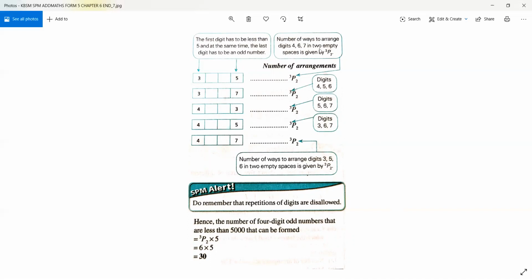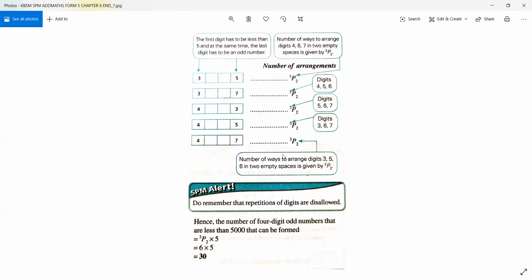So the number of ways to arrange digit 467 into 2 empty space, okay, for the first one, we only have left with 467, right? Since 3 and 5 is put at the first and the last. Now we're left with 467. So the space given only 2. So it means it will be 3p2. In the second one, it's only 456. So we have 3 numbers, but we only have 2 spaces. So 3p2. Okay, same goes with here.